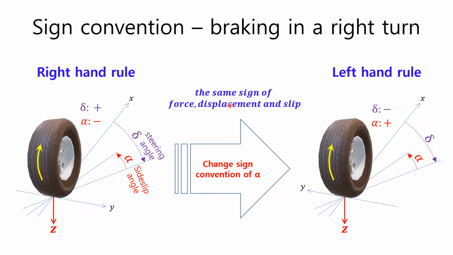If the side slip angle is defined according to the right-hand rule as usual, the steering angle becomes positive in the right turn. So the side slip angle becomes negative and has the opposite sign to the lateral force. Therefore, if the sign of the side slip angle is determined according to the left-hand rule rather than the right-hand rule, side slip, displacement, and force all have the same sign.